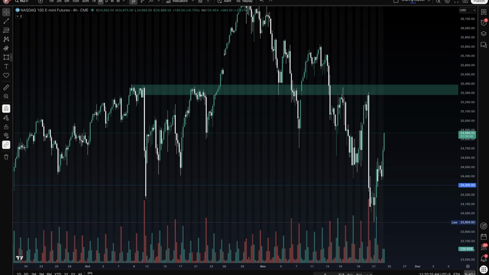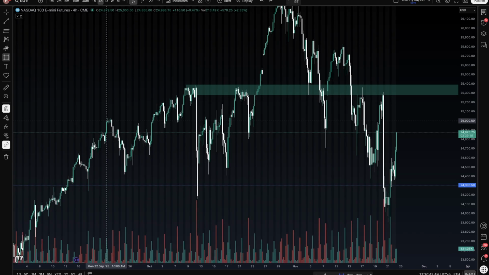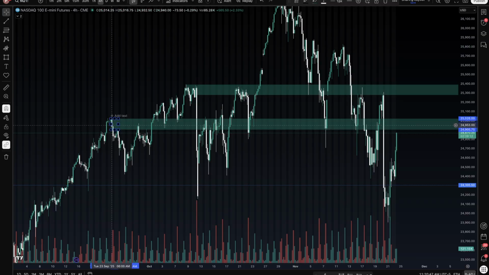As you can see right here, it consolidated near it, made the big move down. Right here, it came and tested it, big move up. Sometimes it'll consolidate a tiny bit more, but right here and right here, every time, big moves down, right? So we're just finding those key 4-hour levels that'll hold a lot of weight on price. So we have another one right here.